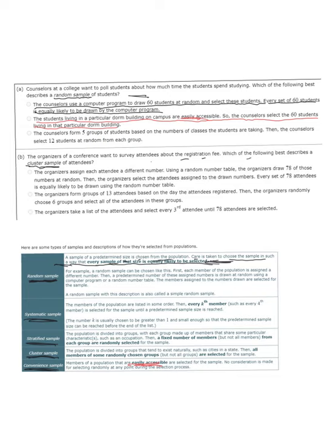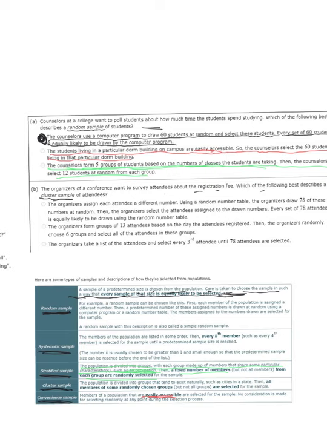Let's just read this last one and see what it says. The counselors form 5 groups of students based on the number of classes the students are taking. Then the counselors select 12 students at random from each group. So they're forming groups based on the number of classes. So I'm thinking that's a stratified one because the population is divided into groups, each made up of members that share some particular characteristic, in this case the number of classes, and then a fixed number of members is chosen from each group. So that sounds like a stratified. So I'm thinking the first one is the one I'm going to go with as far as being a random sample.